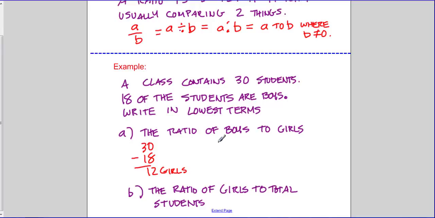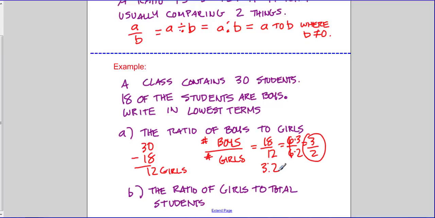So the ratio of boys to girls would be number of boys to number of girls, and that would be 18 to 12, which we can reduce because we can divide 6 into both 18 and 12. 6 is canceled, so that's 3 to 2. You could also write this 3 to 2 this way, or 3 to 2.